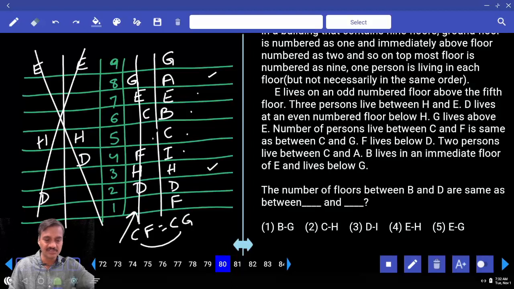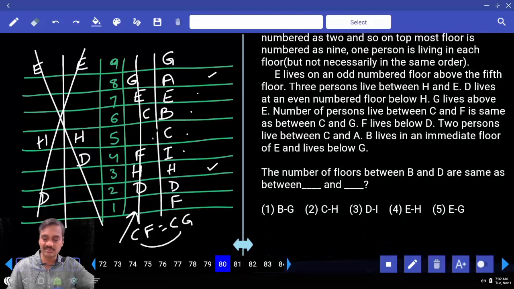C and H, 1. D and I, 1. E and H, there are 3. Isn't it? Between B and D, how many? 3. And between C and H, and E and H, 3. Hence choice 4, question number 80. Now the next one, 81 onwards.